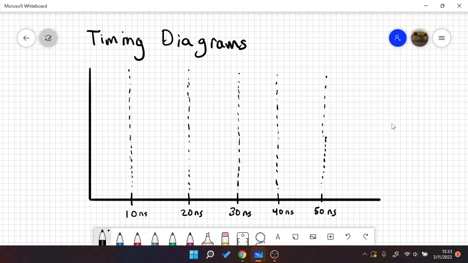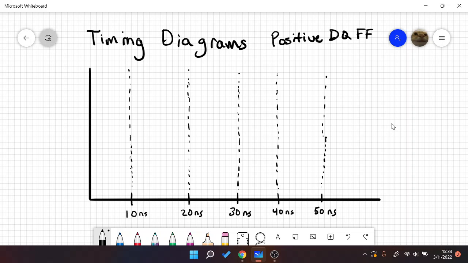Hello, so today in this video, I'm going to be going over timing diagrams for a rising edge DQ flip-flop. So let's call this a rising edge. So in other words, we call this positive DQ flip-flop.